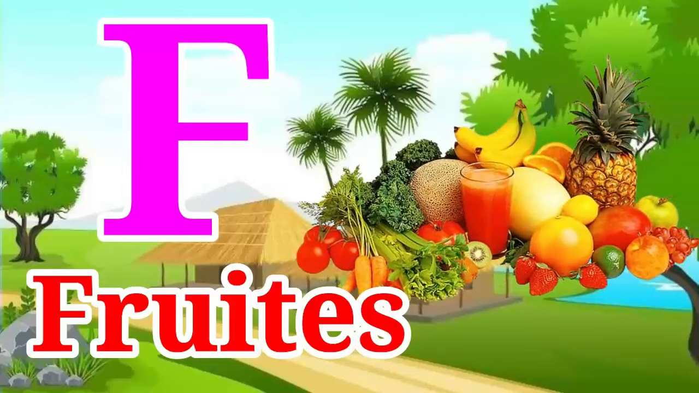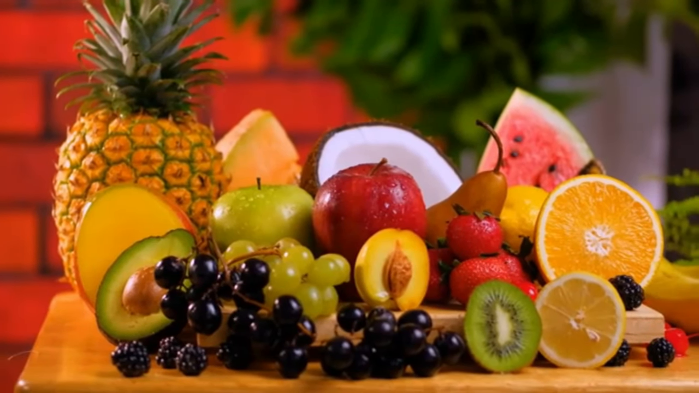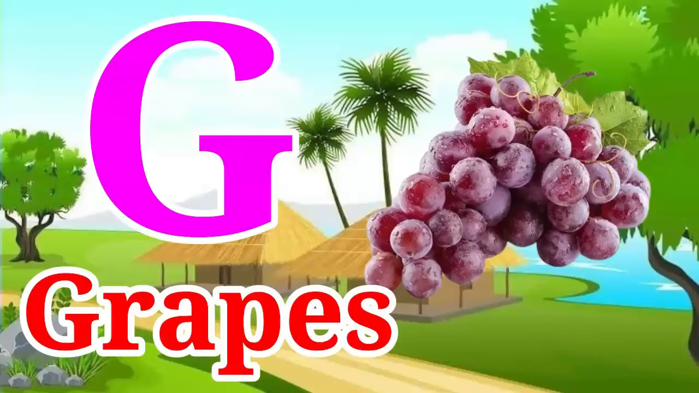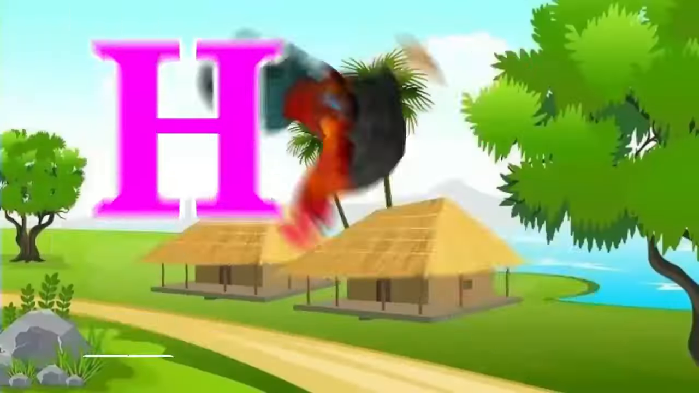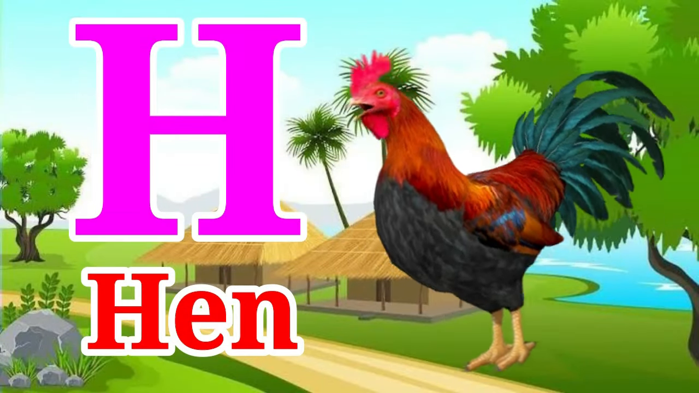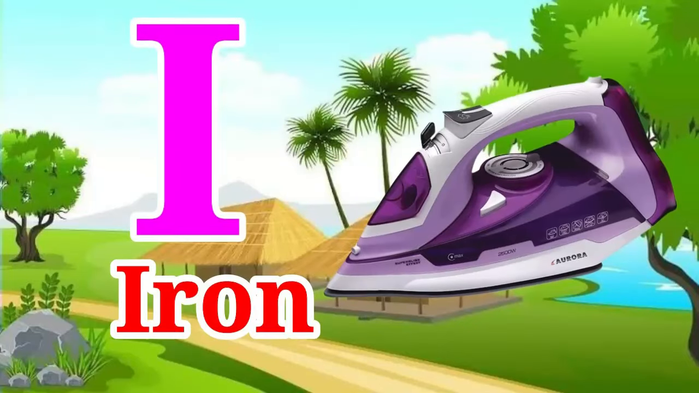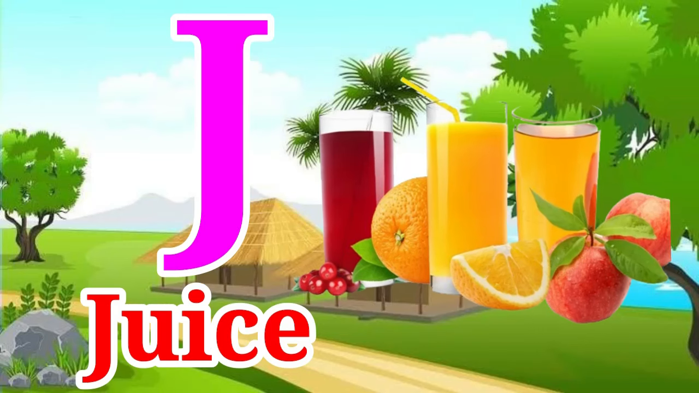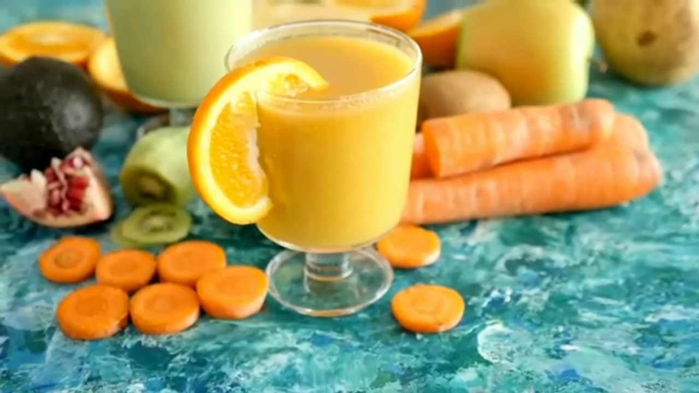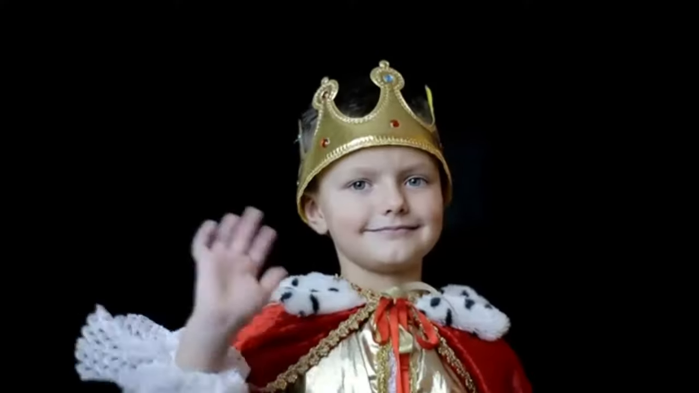F for fruits. G for grapes. H for hen. I for iron. J for juice. K for king.